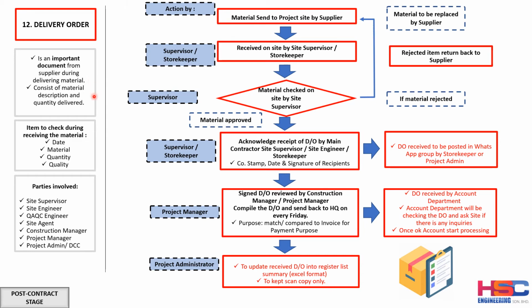It consists of the material description and quantity delivered. In the DO, we will mention the material and the quantity. The items that need to be checked are the date, the material, the quantity, and the quality. The parties involved in this checking are the site supervisor, the site engineer, the QA/QC engineer, site agent, construction manager, and the project manager. These are the parties involved.